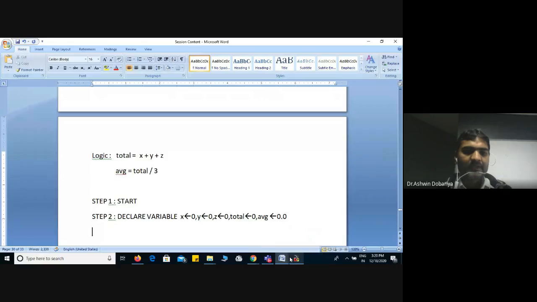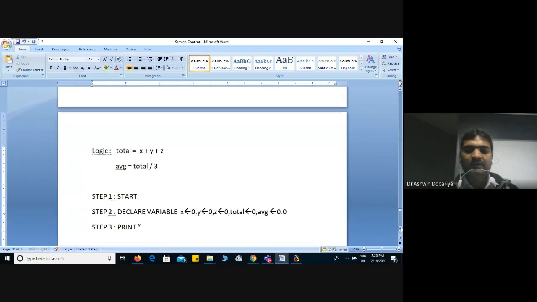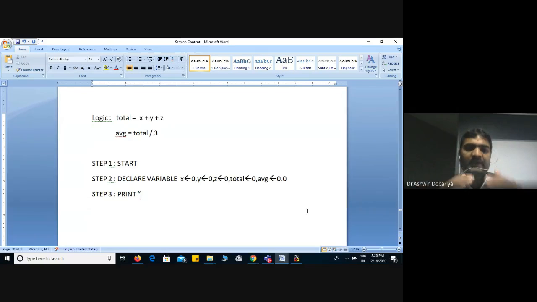Okay. Now what is step number 3? What I have to take? Input. So for that I will give a print message. In the algorithm I will take the input of all 3 variables in a single statement. I will not write print enter value of X then input X. No, I will write enter value of X, Y and Z. That's it. In one sentence you write it in an algorithm.